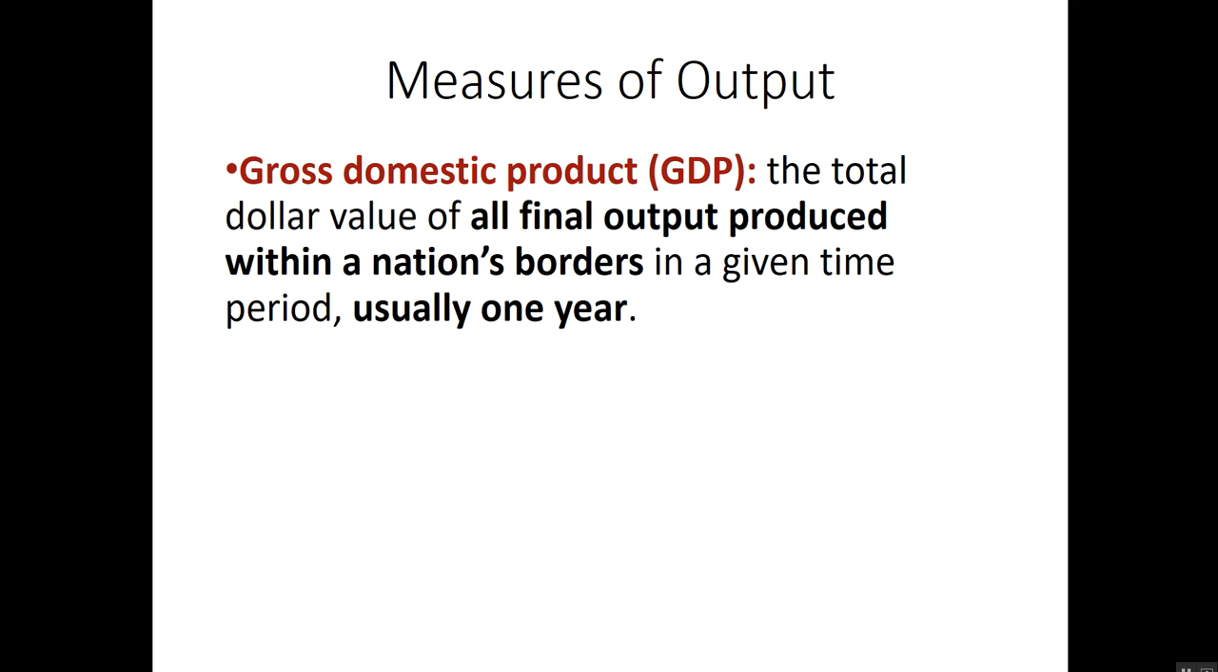So you can see this definition is pretty straightforward. However, I want to emphasize three very important phrases. All final output, this is our first phrase. Second, produced within a nation's borders. Third, usually 1 year. Let me explain the third phrase first. Why do we need to mention usually 1 year?